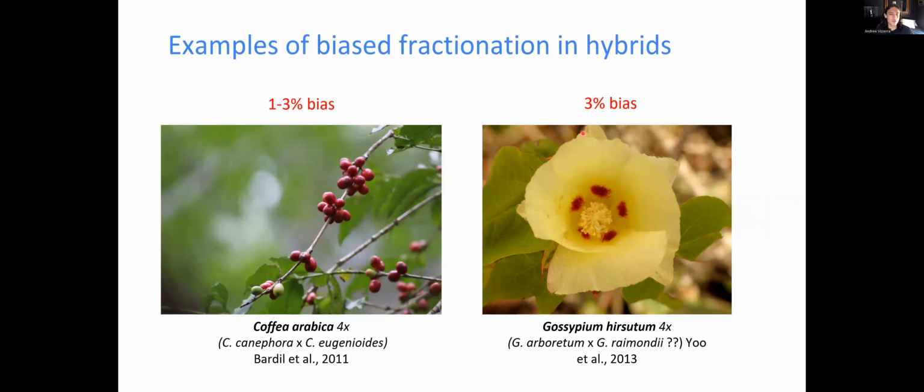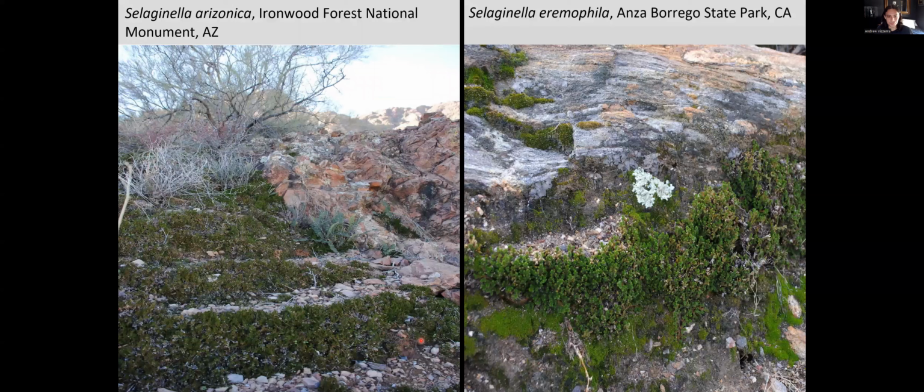And when we find some examples of biased fractionation in hybrids, we find a very small percentage of bias going towards one parent. In the case of cotton, there's about a 3% bias towards one parental genome, whereas in coffee, it still falls within that range of about 1 to 3%. And this is a range that most plants fall into in hybrids biasing towards one parent. So it's not a very strong bias, but there is something going on there.